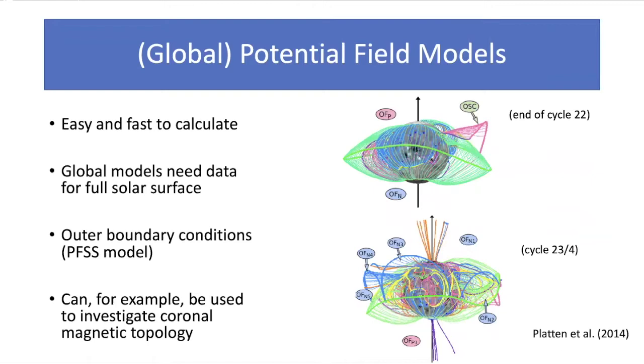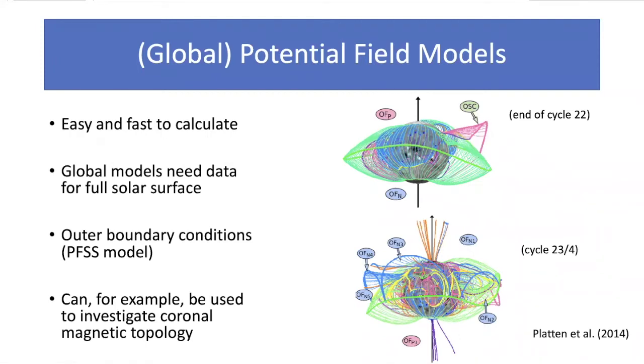We usually use source surface models, so you have an inner spherical boundary where you impose the measured magnetic field component, and an outer boundary, usually somewhere between 2.5 and 3 solar radii, where you impose the condition that the magnetic field becomes radial. Then you can calculate by separation of variables, basically an expansion in spherical harmonics. And if you do that, you get pictures.